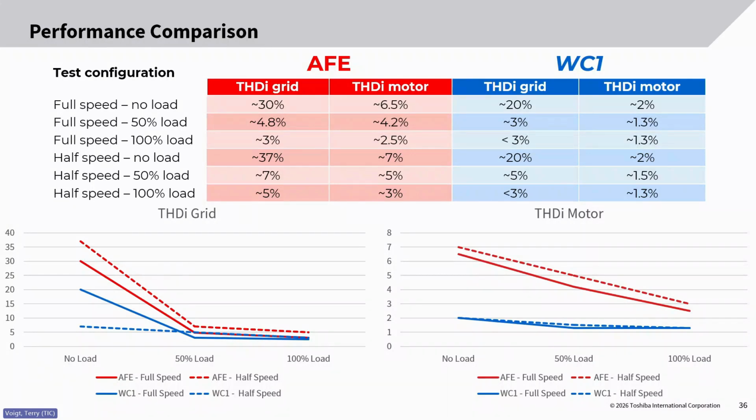A lot of times stuff gets talked about at 100% load, so full load, which is common. There's nothing wrong with that. But the less that you load a normal AFE drive, the worse harmonic performance it becomes, right? You can see that with the graph on the left. At 100% loaded, very, very low harmonic content, but the less that it's loaded, ultimately the higher harmonic content it generates. On the right-hand side, you have the THDI of the motor.